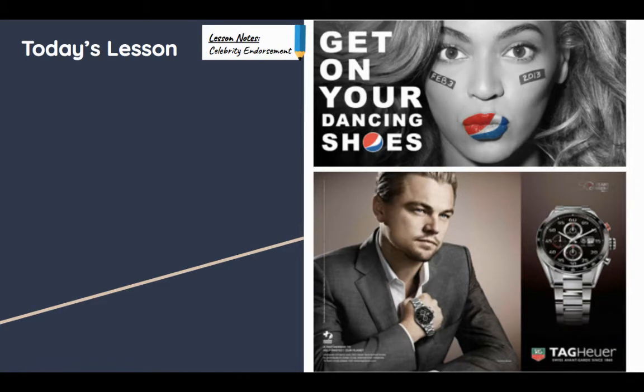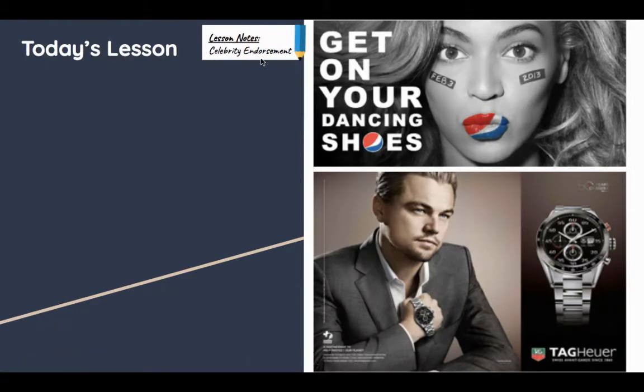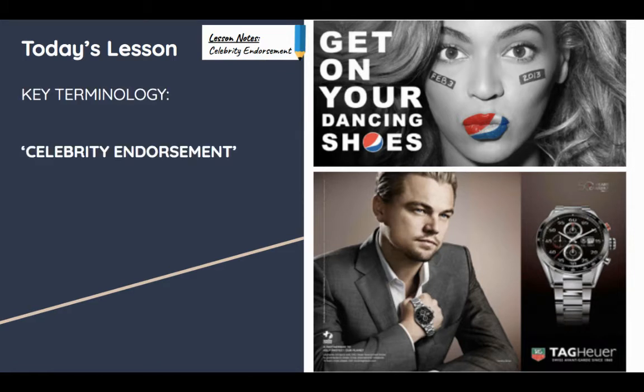Right, for today, as I said, there are some key words that we need to consider, including celebrity endorsement. So this should be on your piece of paper in front of you, this key word. Like I say, make any notes that you like now so that you can use them in your analysis at the end of the lesson. But we need to consider what celebrity endorsement actually is.